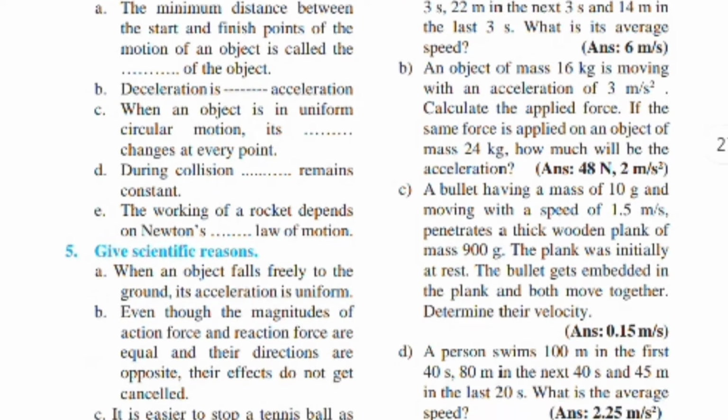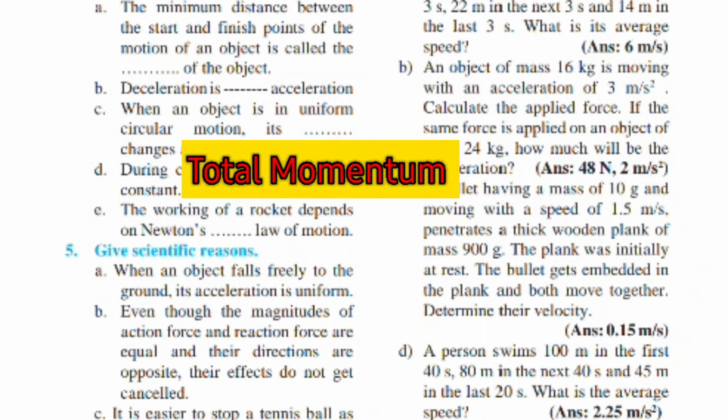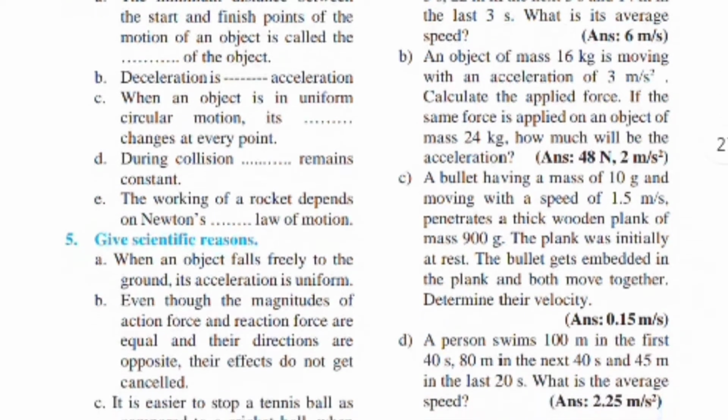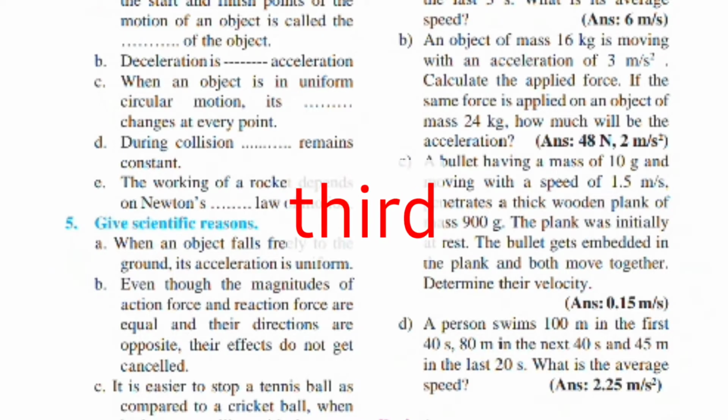Okay, fourth: during collision, dash remains constant. So total momentum remains constant. So your fourth answer is total momentum. Now your question number 4, fifth: the working of a rocket depends on Newton's law of motion. So your answer is the third law of motion.